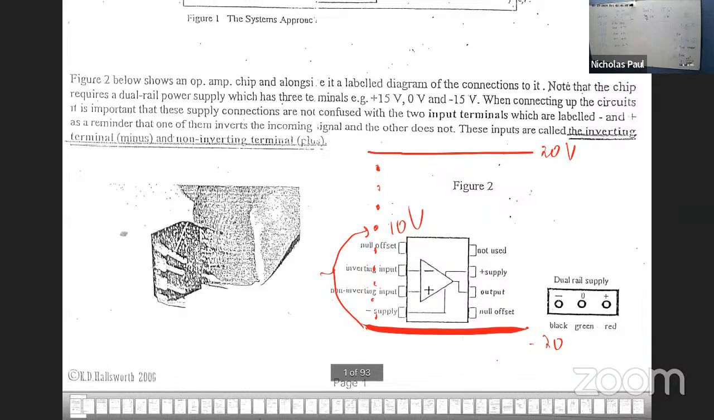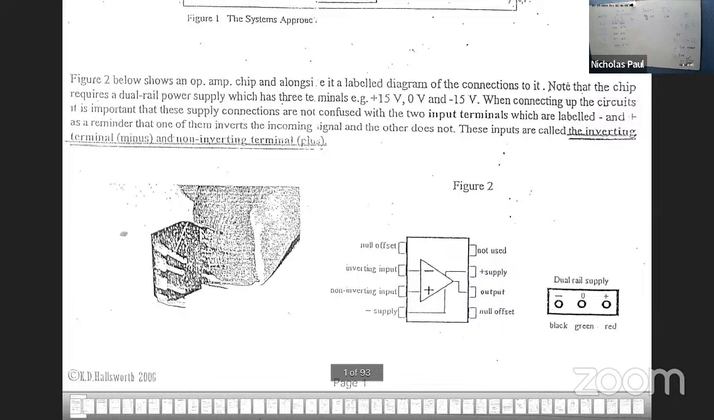So what will be available here? 30. 10 minus 20. Minus 10 minus 20. Right? So you'll end up with 30 basically range.